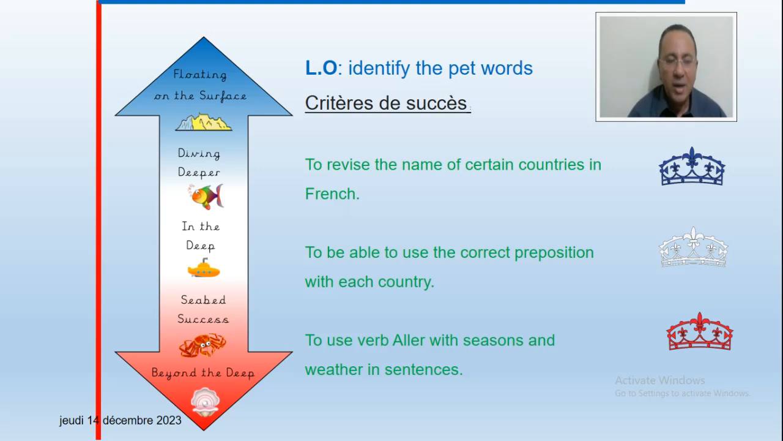If you choose to do the white crown, in this case, you will have to make simple sentences using the verb that we learned today, which is je vais. Je vais means I go. And then you can choose any country that you wish. If you do the red crown, it's going to be a bit more challenging because sometimes the missing word could be a season, sometimes it is a preposition, and maybe sometimes it's the name of the country or the city which is missing. So good luck.